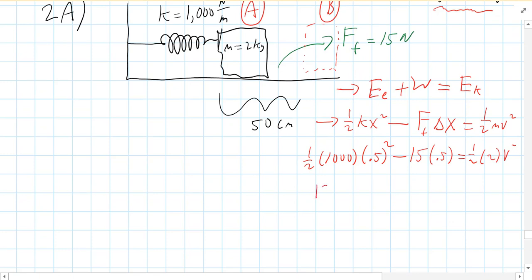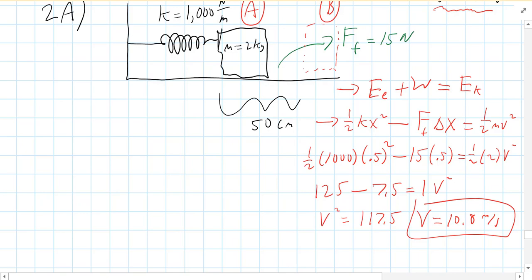First number is 125 minus 7.5. 1/2 of 2 is 1. V squared. So v squared is going to be, let's see here, 117.5. And if you square root that, your velocity is 10.8 meters per second.